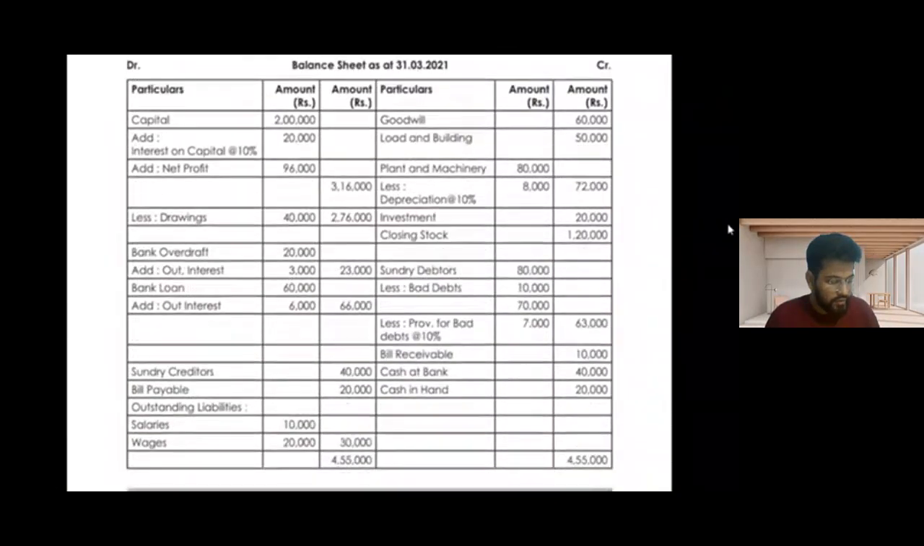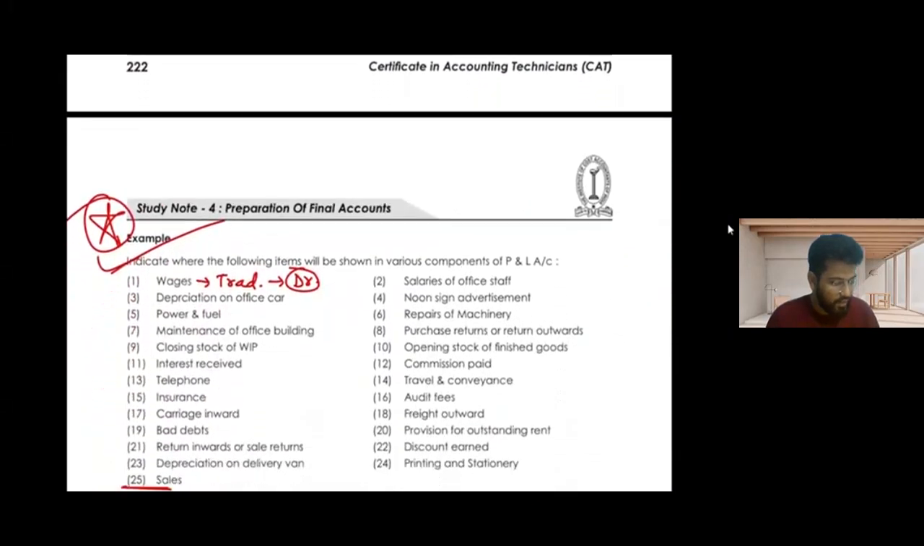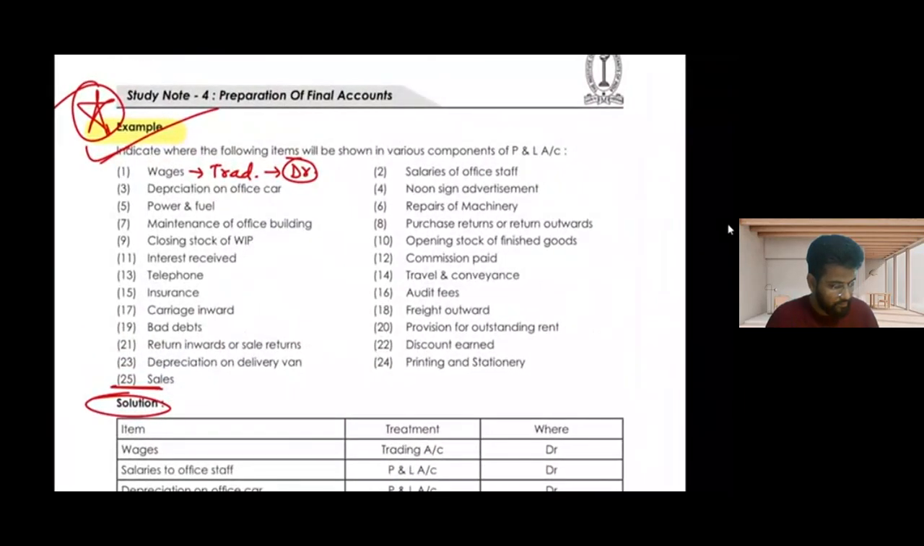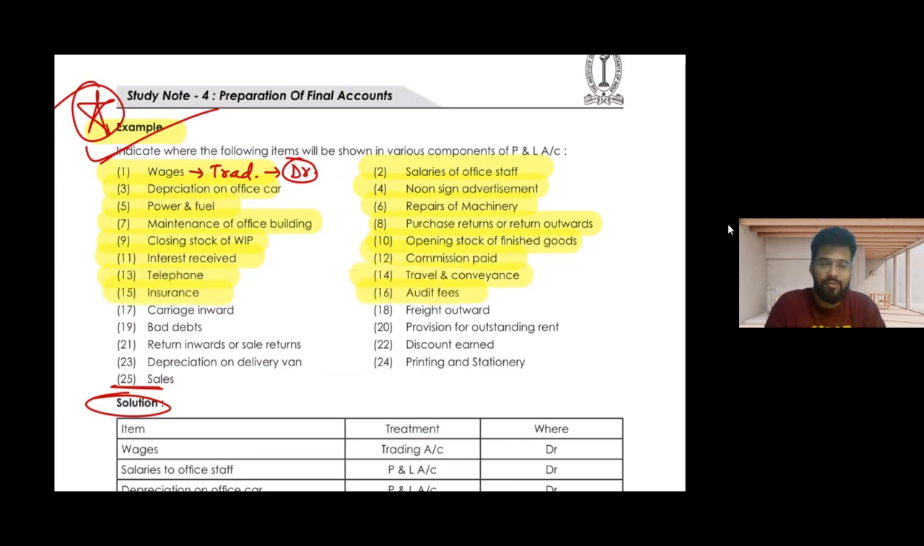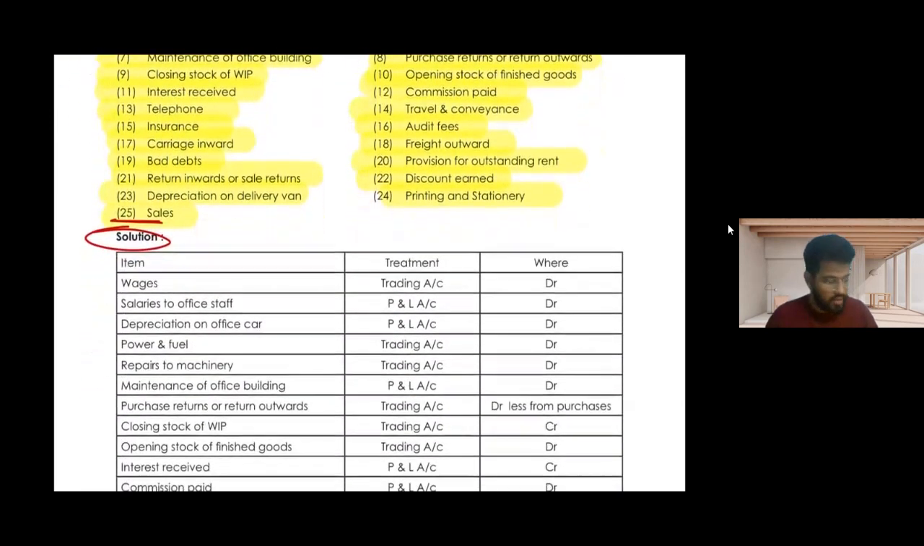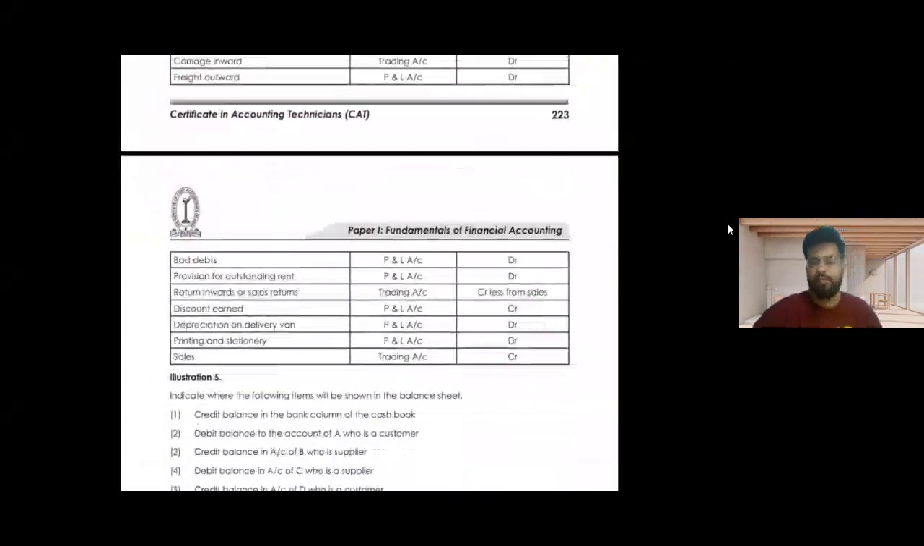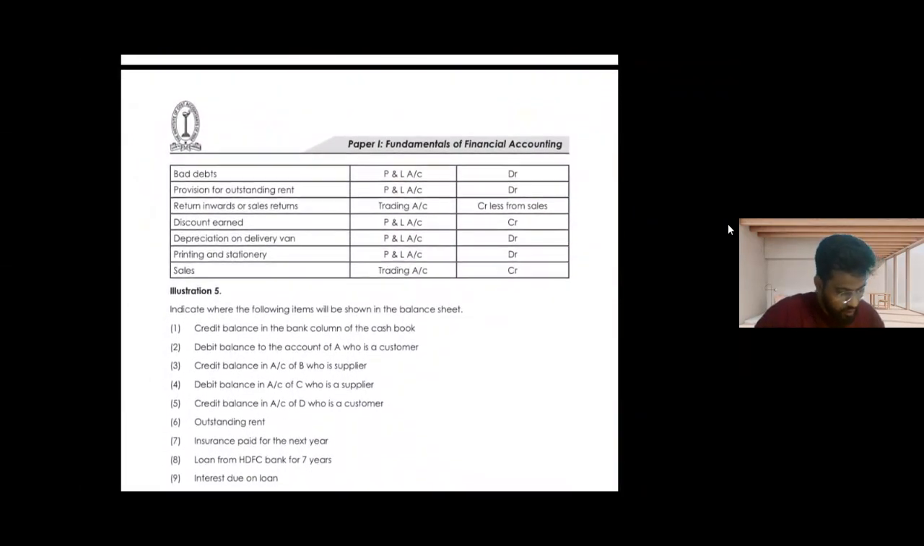Any doubt in those examples? Any doubt, anyone? So these all were the items which you need to identify whether it needs to go to the trading account, whether it needs to go to the P&L account, or whether it needs to be a debit or a credit item. So that was the question. Okay, can I move ahead, my dear? Are you all comfortable with this?